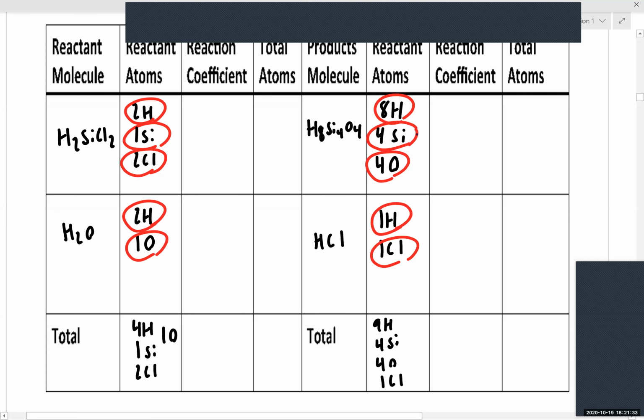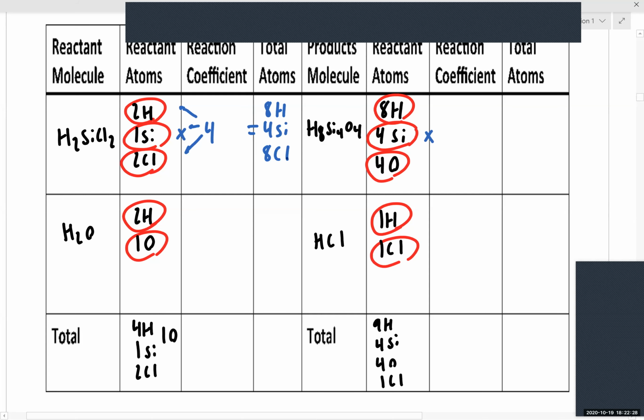So I see that silicon is found in molecules that contain a bunch of different atoms of many different elements. So I'm going to balance silicon first, just so that way I don't have to deal with balancing silicon at the end and messing up my balance elements of my other species. Okay, so I see I have four silicons on the right. So if I want four silicons on the left, what coefficient do I need to use? One times what would give us four? Four. So then we apply our adjusted coefficient to each of our atoms, and that gives us eight hydrogens, four silicons, and eight chlorines. Wonderful.